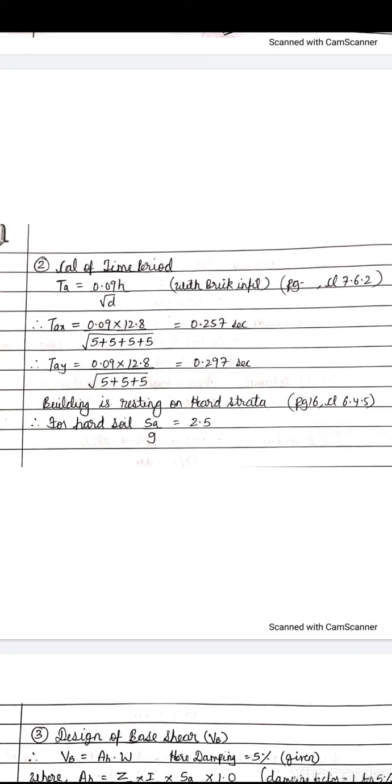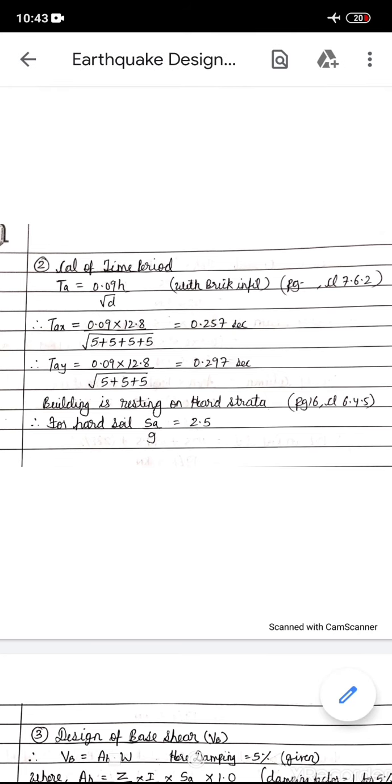So now since the building is resting on hard strata, again we will go to page 16 and see the value of SA by G ratio. So from page 16 we can see that for a building which is resting on hard strata, the value of SA by G is given as 2.5. Again, this is for the values of T less than 0.4 and greater than 0.1. So here we can see this value of T is less than 0.4 and it is greater than 0.1. So hence we got the value of SA by G as 2.5. I hope this is clear.